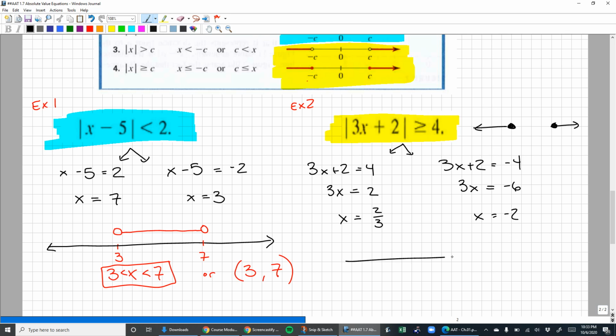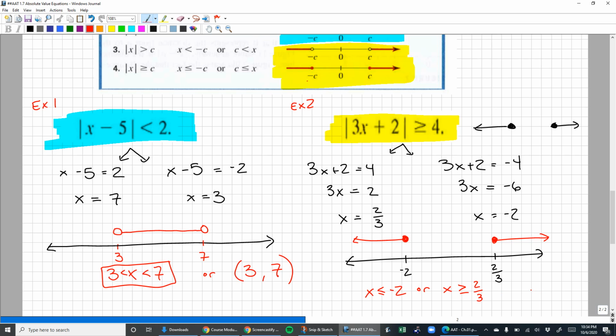And I can put this together on a number line and say, all right, negative 2 right here, 2/3 right here, and they're filled in values because they include those two values right there, and it's opening out for both. The way that I would write it, again, is I'd write it as two things. x is less than or equal to -2, or x is greater than or equal to 2/3.